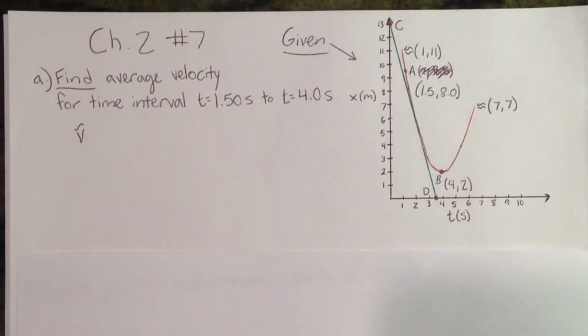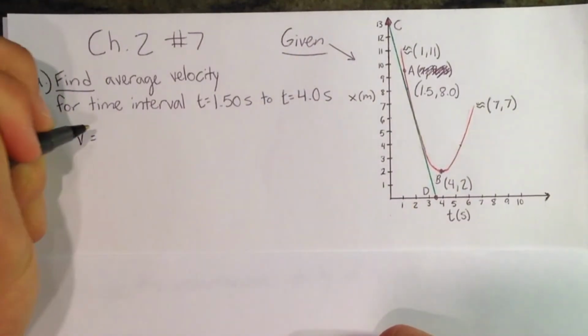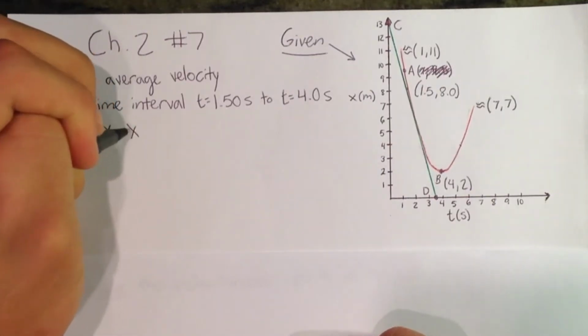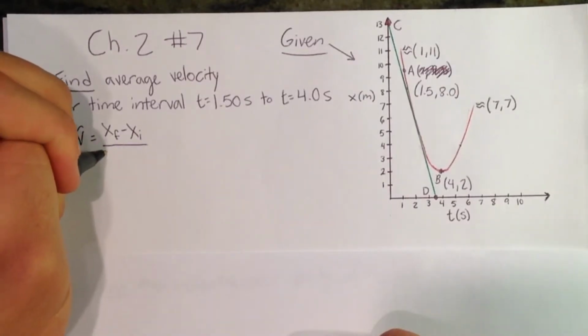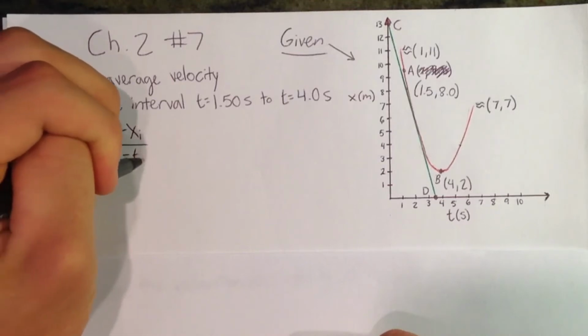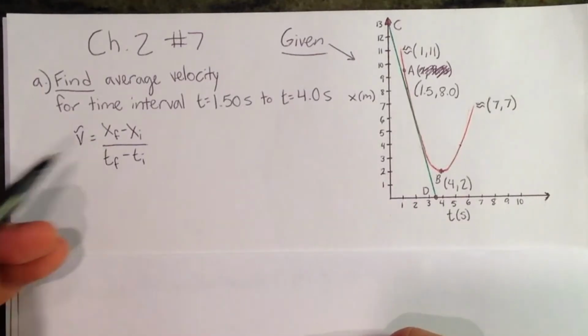So we're going to start with part A, and we're going to be using this formula: average velocity equals position final minus position initial, that's the top part, over time final minus time initial. So that's our equation. So let's define these variables.